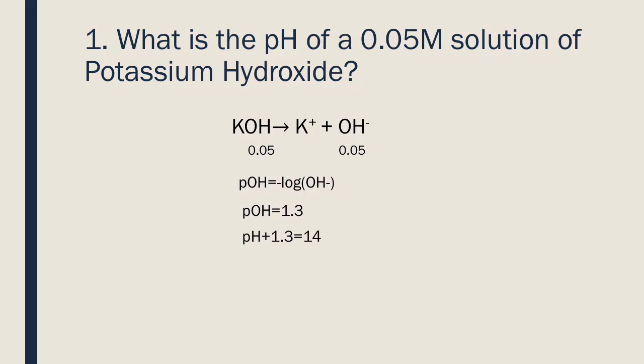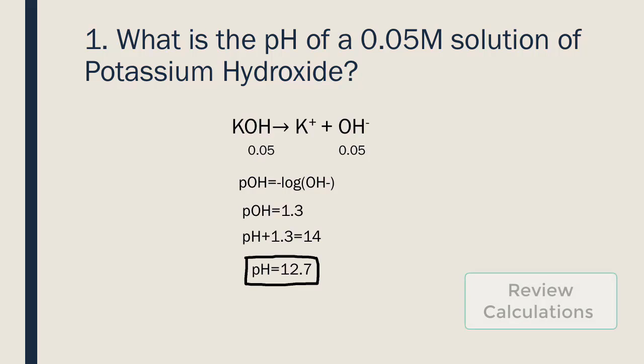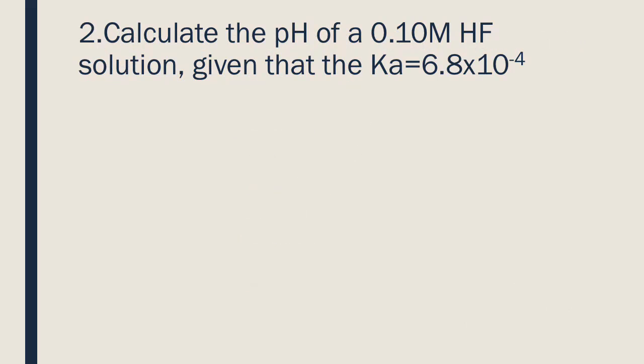The next problem is: calculate the pH of a 0.10 HF solution given that the Ka is 6.8 times 10 to the negative 4. Before we begin, we can determine that HF is a weak acid. We will first start this problem by setting up the balanced chemical equation. That will be HF yields H+ plus F minus. Now that we have the equation, we will set up our ICE table.